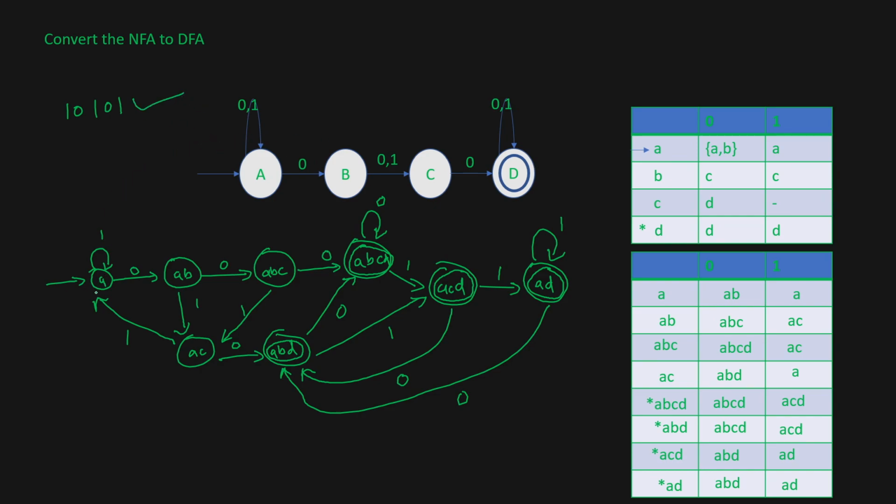Now let's check for the DFA. You start in state A, correct? You get 1, you stay in state A itself. Then you get 0, you go to state AB. Then you get 1, you go to state AC. In state AC, if you get 0, you go to state ABD, and if you get 1, you go to state ACD. Is ACD a final state? Yes. So this string is also accepted in the equivalent DFA.